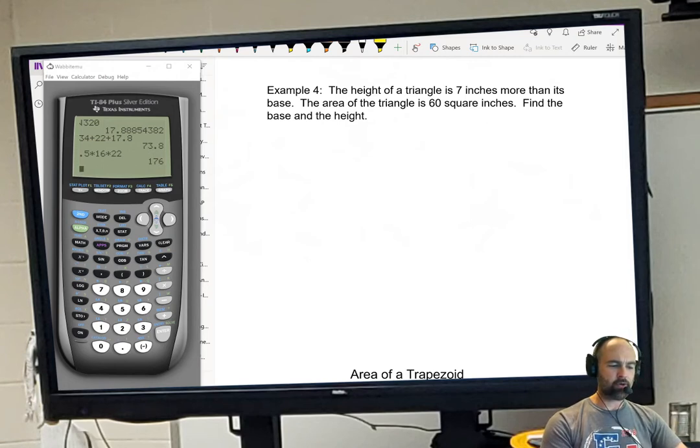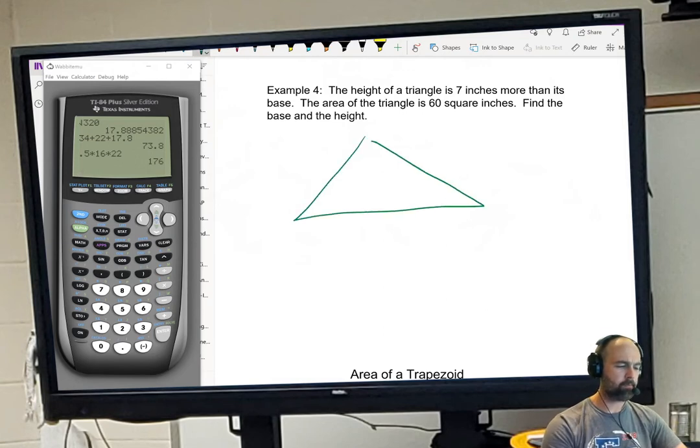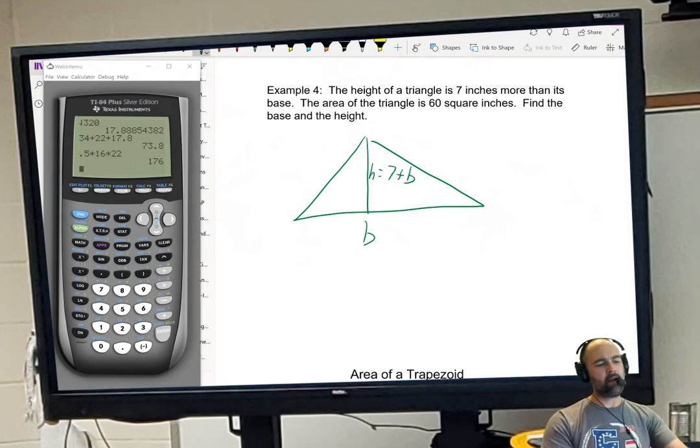All right, the height of a triangle is 7 inches more than its base. So I'm just going to draw a generic triangle here. It says that the height is 7 more than the base. Well, if I just put a b down there, that means my height is going to be 7 plus b. The area of the triangle is 60 square inches. Find the base and the height.